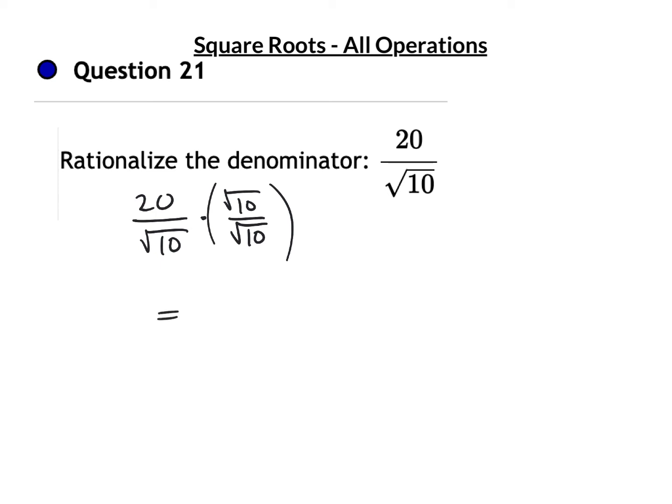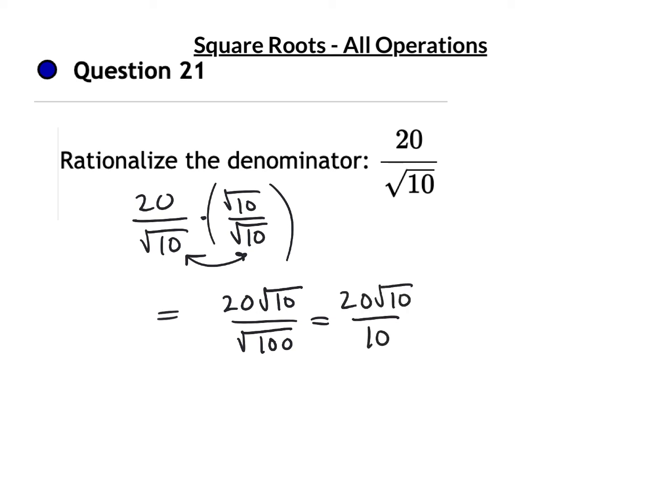It'll just look different. This ends up being 20 root 10 over root 100. But I just made a perfect square. 10 times 10 is 100. The square root of 100 is 10. 20 root 10 over 10.